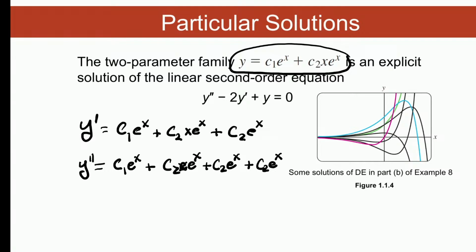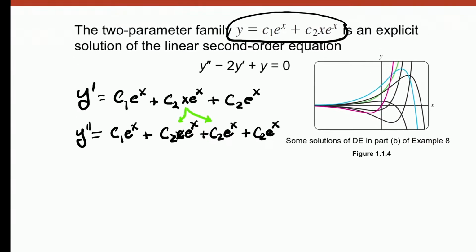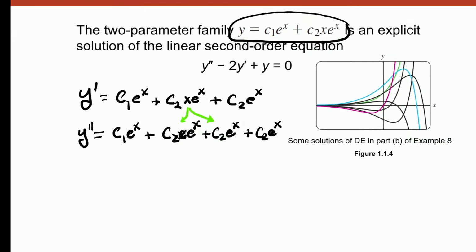So if you're wondering where Cooper got all of this, I'll just highlight the fact that this thing, using the product rule, turned into those two things. And then the derivative of C2 e to the x is just C2 e to the x. And so that's where everything came from. So you could certainly combine those last two terms into a single term. Okay, so now we have to verify. And by the way, your homework, you're going to have to do stuff like this.